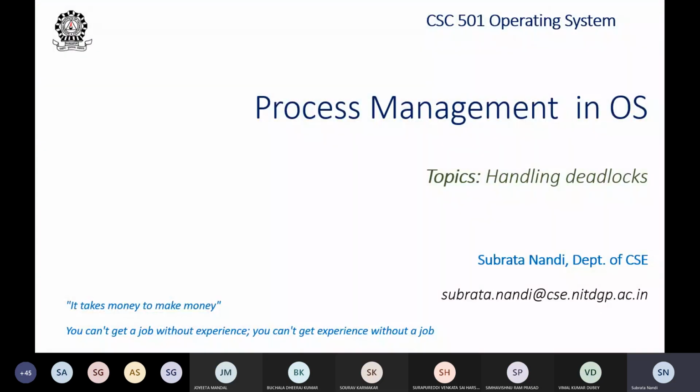Can you see the screen? Are the slides visible? Yes, sir. Okay.